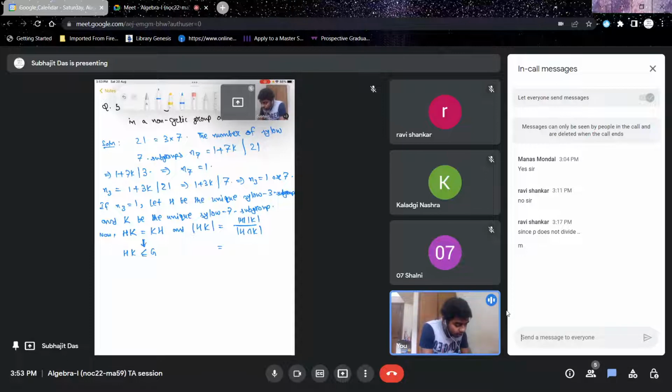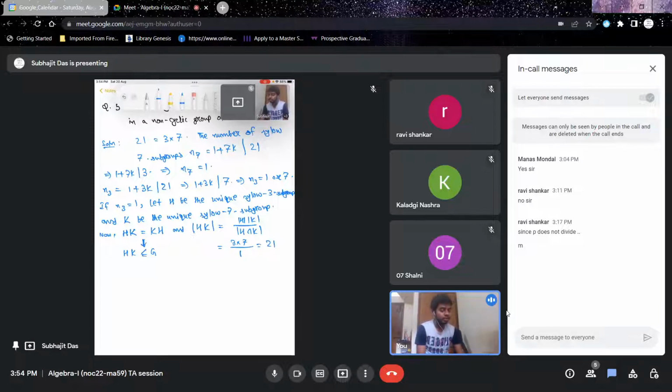Now the order of H is 3, the order of K is 7, and what is the order of H intersection K? Just keep this in mind that H intersection K is a subgroup of both H and K. Therefore the order of H intersection K divides the order of H and it divides the order of K. So it has to be 1, since the order of H intersection K is a common divisor of 3 and 7, and since 3 and 7 are relatively prime, this means that this is 1.